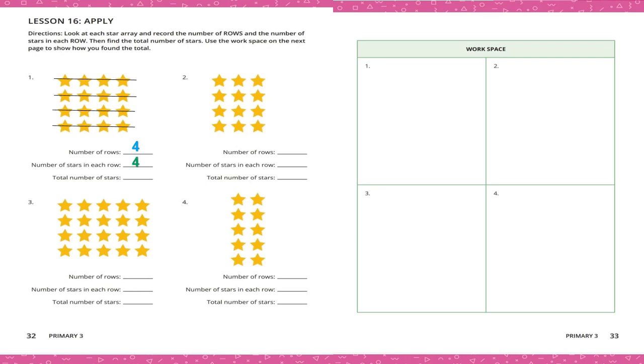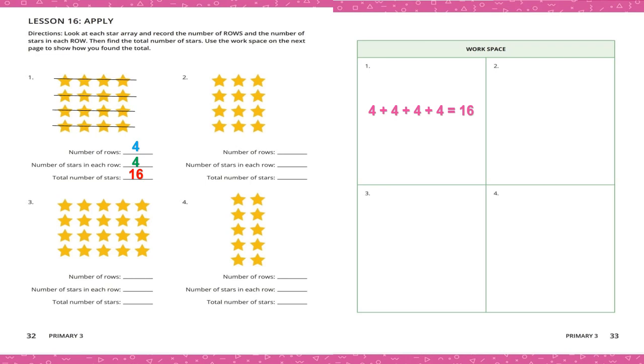The total number of stars. I want to find the total now, so I will use repeated addition or skip counting. We said we have 4 rows. Inside each row or in each row we have 4. So I will add 4 plus 4 plus 4 plus 4 or skip counting by 4. Do you remember the song? 4, 8, 12, 16. Stop. We repeated 4 times. So they are 16.